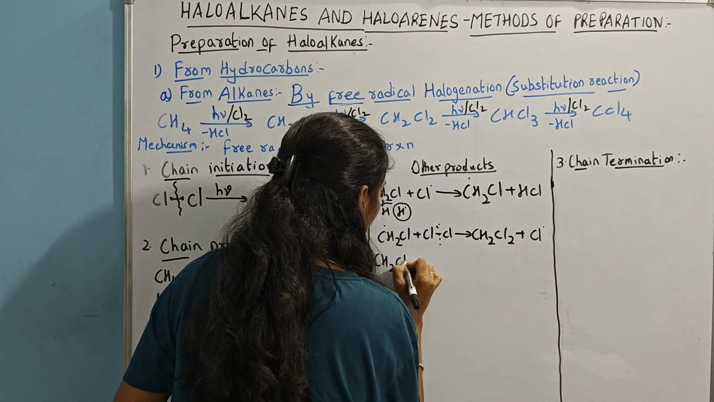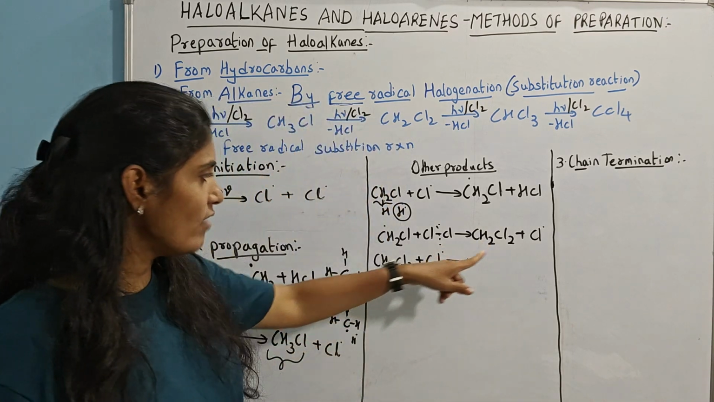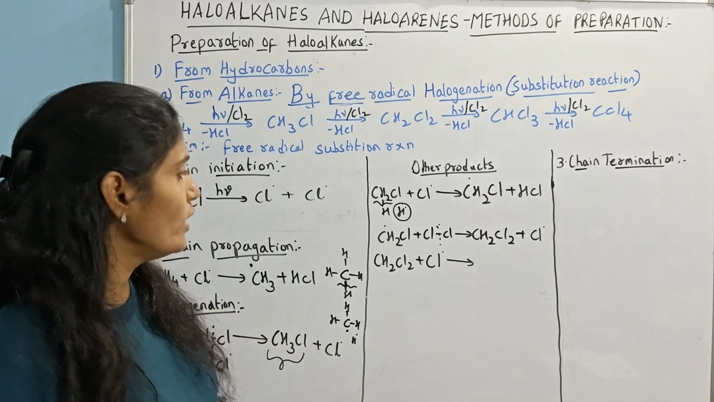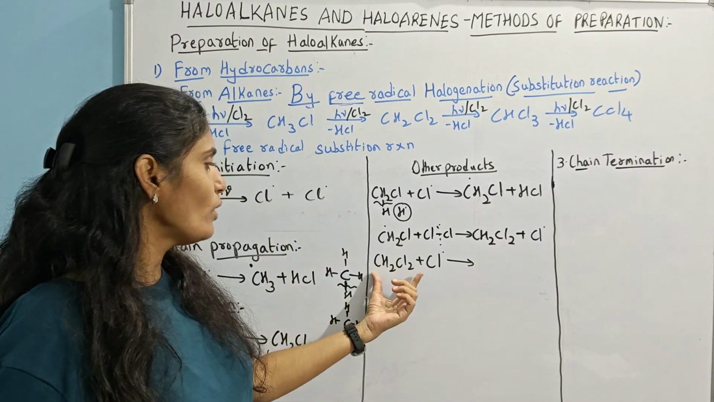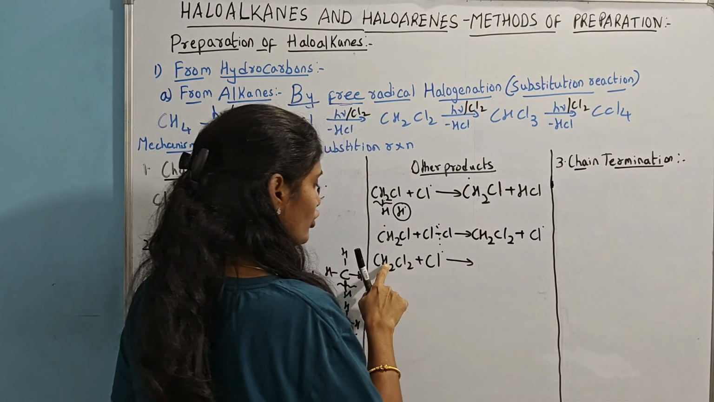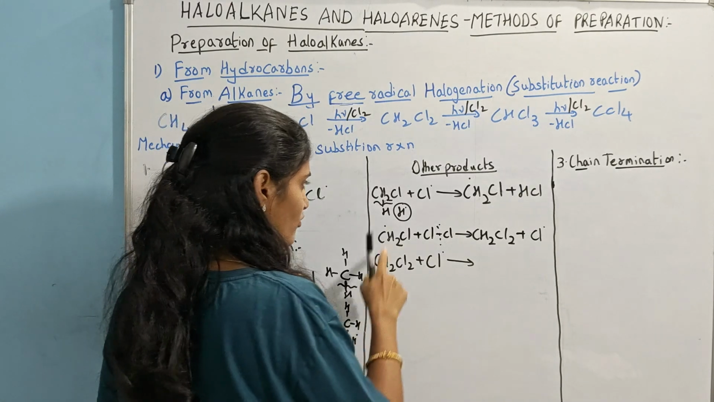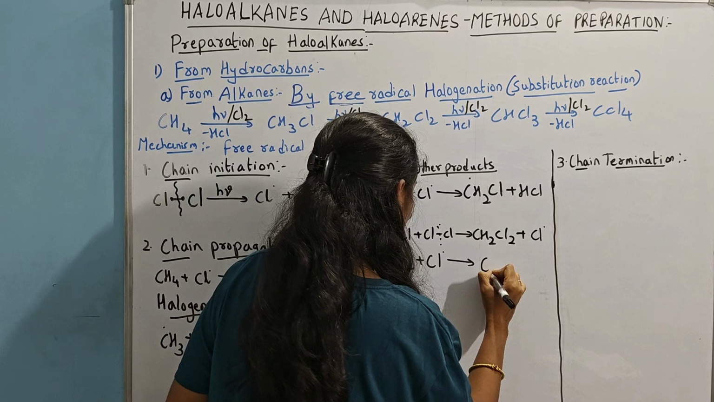My dichloromethane will again react with a chlorine free radical. Here I have a chlorine free radical. It will react with the chlorine free radical. Now when it reacts with chlorine free radical, what is going to happen here? I told you very previously also, this bond will break, as I showed here. Now this bond will break and I will get what here?